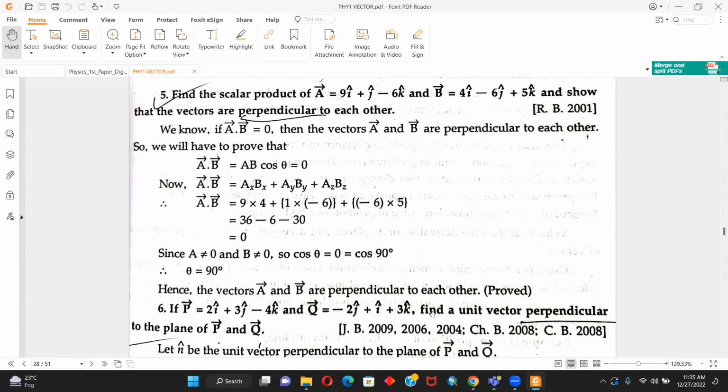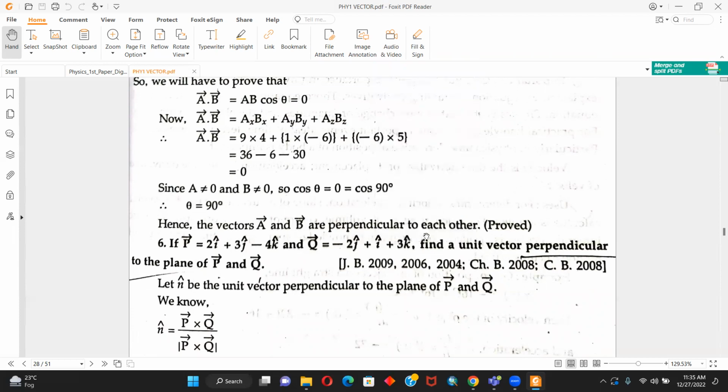If p vector equals this and q vector equals this, find a unit vector perpendicular to the plane of p vector and q vector. Now this is an interesting thing. First of all, you have to calculate the cross product of this. What happens when we calculate a cross product? This is a p vector, this is a q vector. In this direction q vector is gone, and in this vector p vector is passed.